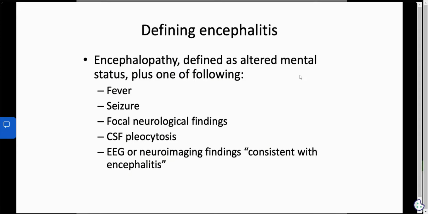In that study, they defined encephalitis as encephalopathy, meaning the presence of altered mental status, plus at least one of the following: fever, seizure, focal neurological findings, CSF pleocytosis, or EEG or neuroimaging findings consistent with encephalitis. The last element there being a little bit of a circular definition. So our patient meets this criteria. She has altered mental status and also has CSF pleocytosis.